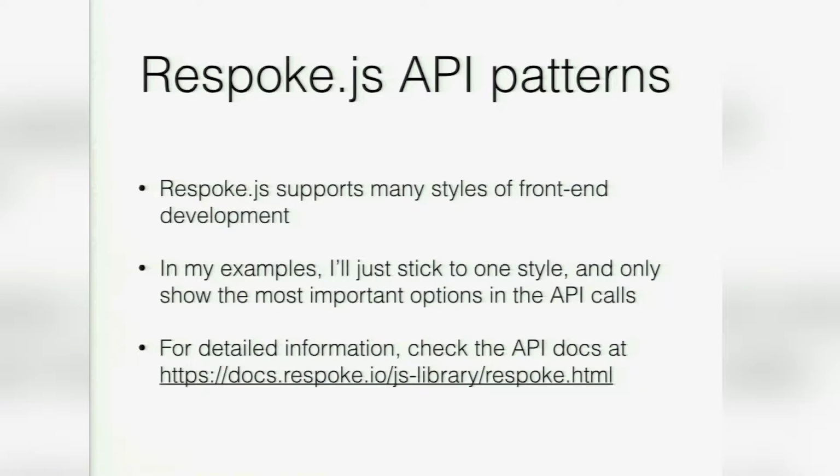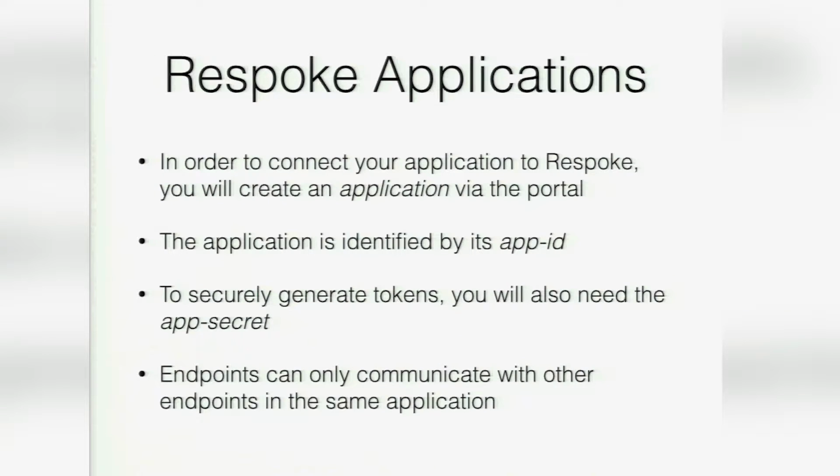We do support many, many different styles of front-end development. For the purposes of the session here, I'm just going to stick with one for the most part. I'm not going to tell you the 50 different ways we have for doing things. Also, I'm going to show abbreviated code examples. I'm not going to show you all the parameters that we take for all of our methods. Those are fully explained on our documentation site. We have extensive API docs that you can find on the doc site as well. If you want to find more information and see all the gritty details of these API calls, you can find that there.